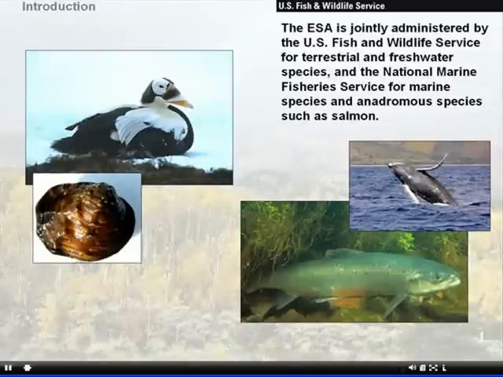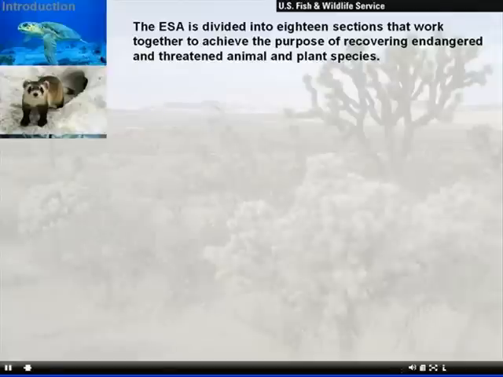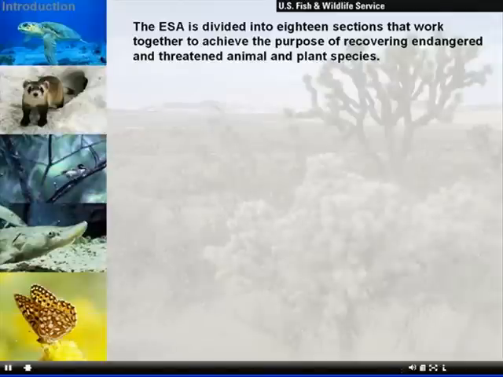The ESA is jointly administered by the U.S. Fish and Wildlife Service for terrestrial and freshwater species and the National Marine Fisheries Service for marine species and anadromous species such as salmon. The ESA is divided into 18 sections that work together to achieve the purpose of recovering endangered and threatened animal and plant species.